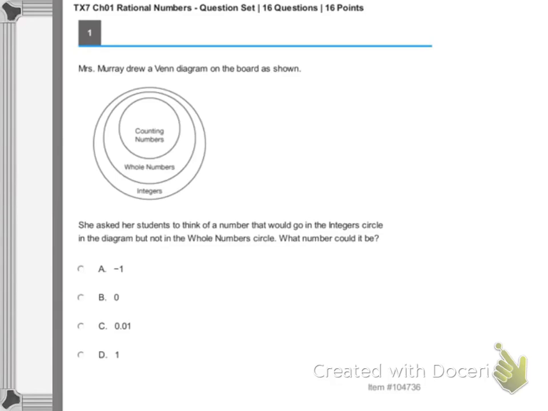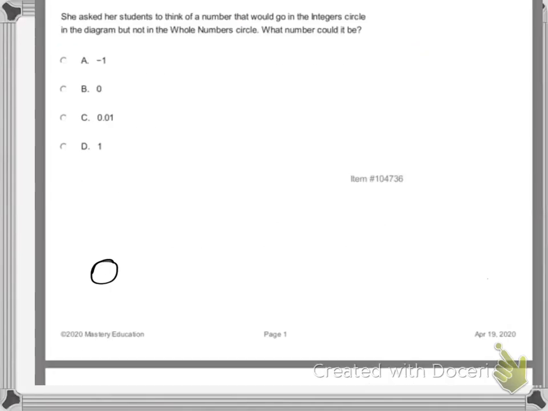Number 1. Mrs. Murray drew a Venn diagram on the board as shown. She asked her students to think of a number that would go in the integer circle in the diagram, but not in the whole number circle. What number could it be? Okay, so if it's an integer, remember integers are positive and negative whole numbers. So if I don't want it in the whole numbers, which is your positive plus 0, then I need a negative number, and the only negative number here is A. So -1 is an integer.